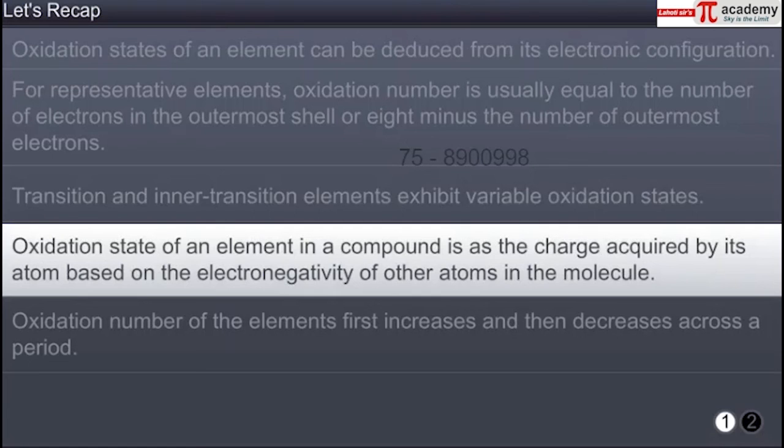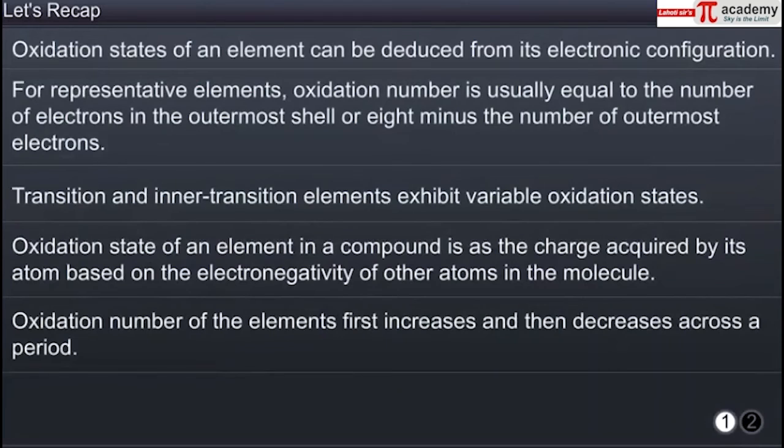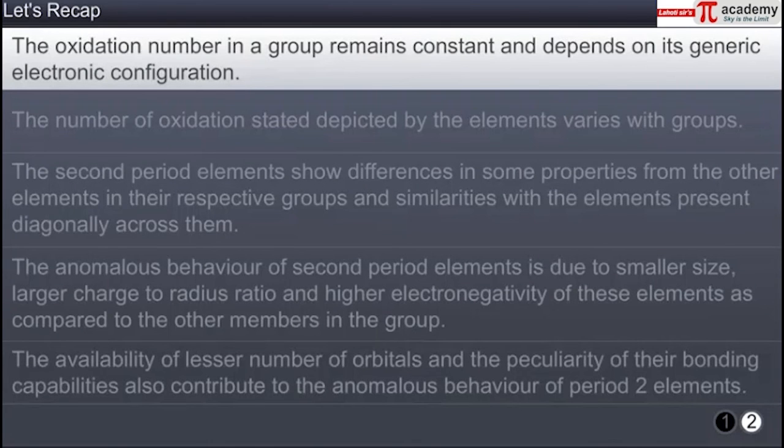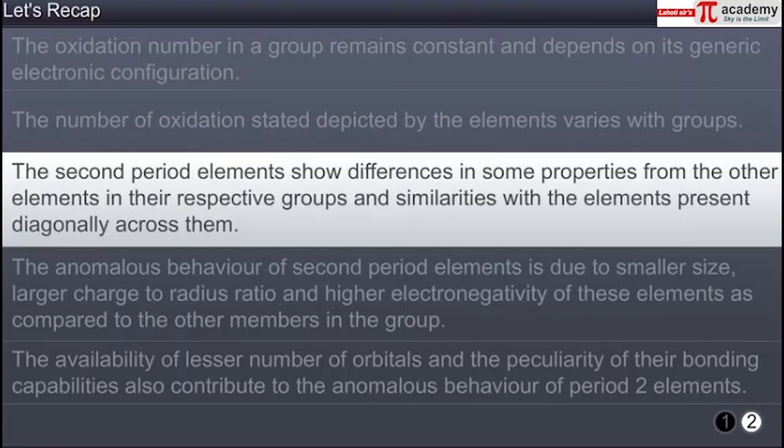The second period elements show differences in some properties from the other elements in their respective groups, and similarities with the elements present diagonally across them. The anomalous behavior of second period elements is due to smaller size, larger charge to radius ratio, and high electronegativity of these elements as compared to other members in the group. The availability of lesser number of orbitals and the peculiarity of their bonding capabilities also contribute to the anomalous behavior of period 2 elements.